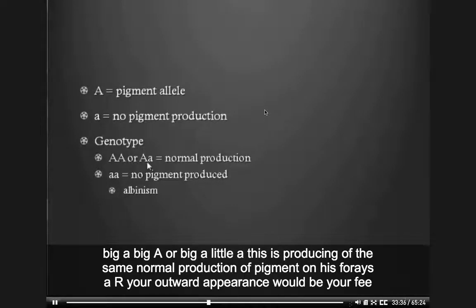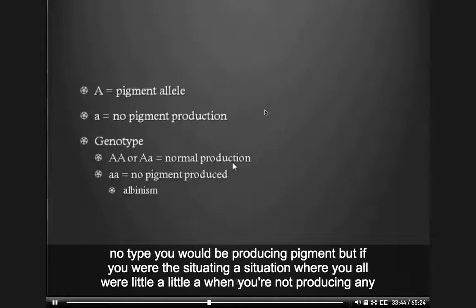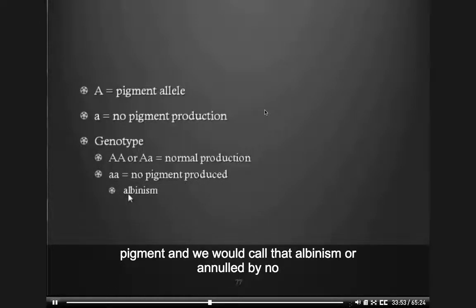You can be big A, big A, or big A, little a, this is a normal production of pigment. As far as your outward appearance would be, your phenotype, you would be producing pigment. But if you were in the situation where you were little a, well, you're not producing any pigment, and we would call that albinism, or an albino.